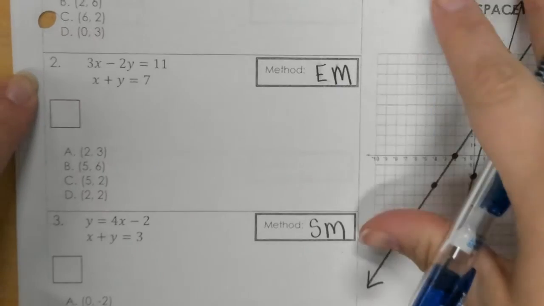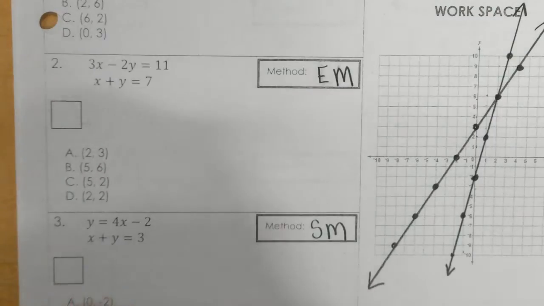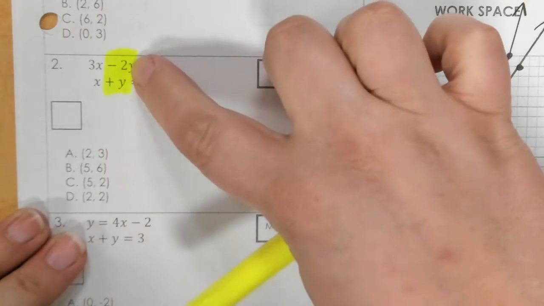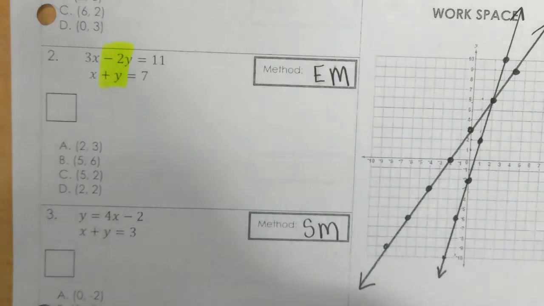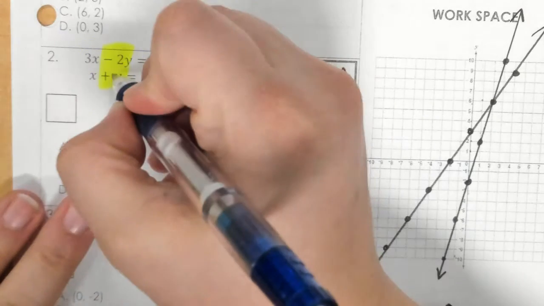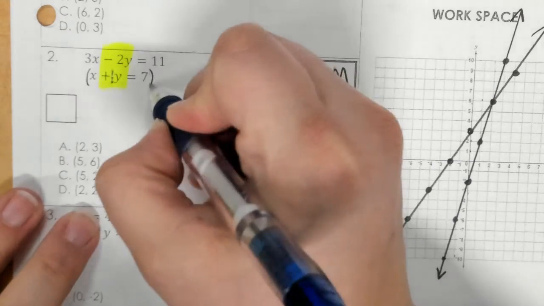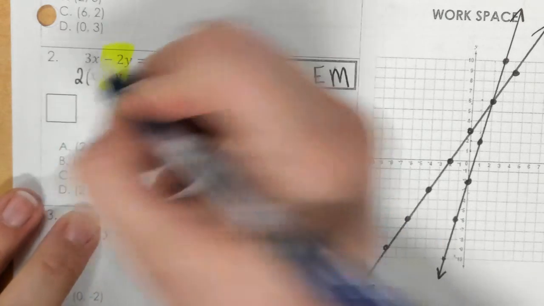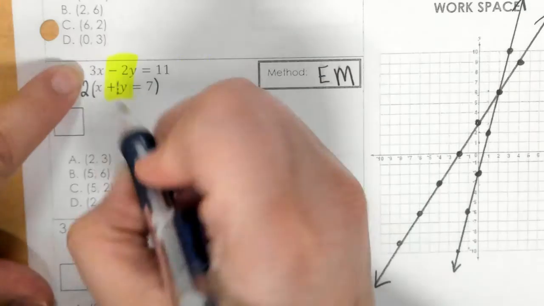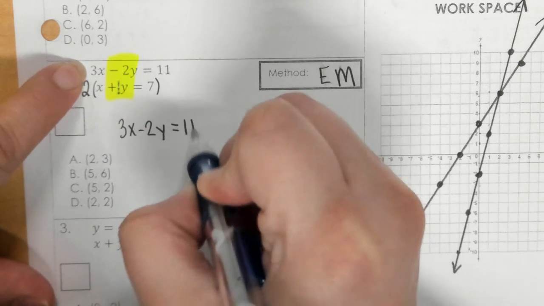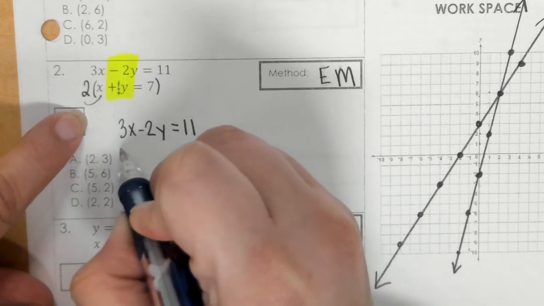Number 3, we said we were going to use the elimination method. And so I would like to cancel the y's out. Since this is already negative, that would be easy to make a positive 2. So if this is already 1, I'm going to multiply the whole equation by 2. So the top stays the same. The bottom, I distribute my 2.